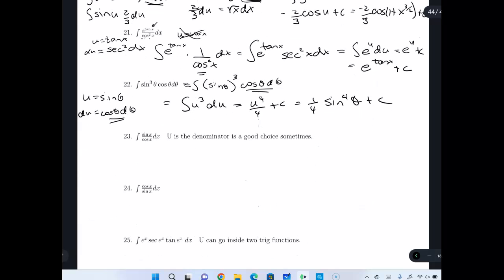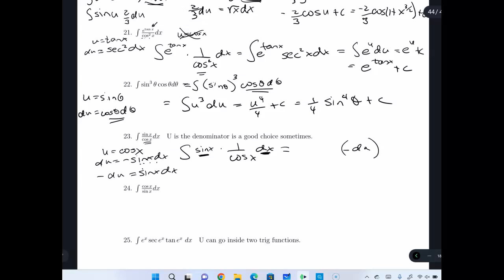All right, so sometimes letting u equal the denominator is a good choice. So if I let u equal cosine, du will give me negative sine. And if I was to rewrite this, I could write this as sine of x times 1 over cosine of x, right? So I see I do have a sine, I just don't have the negative. So negative du is sine of x dx. So I can replace sine of x dx with a negative du.